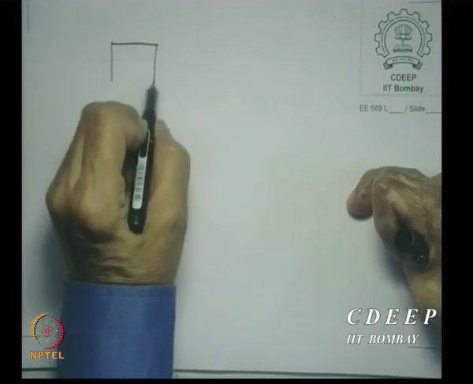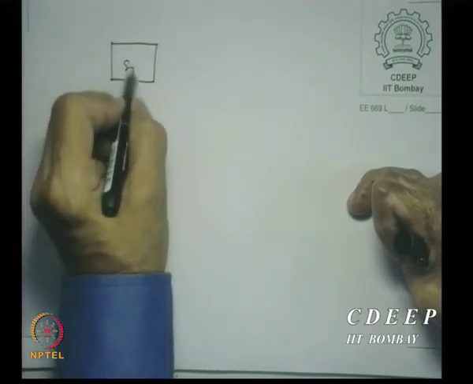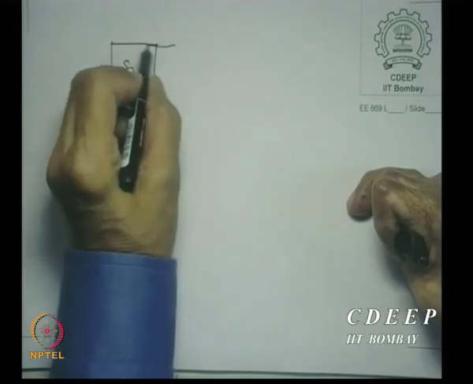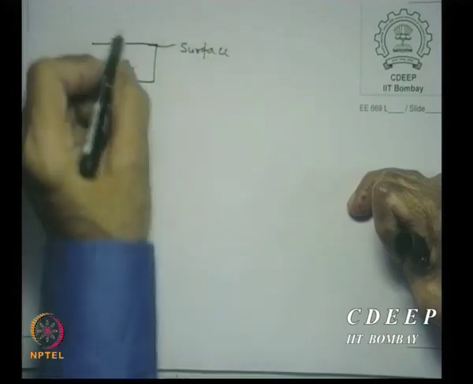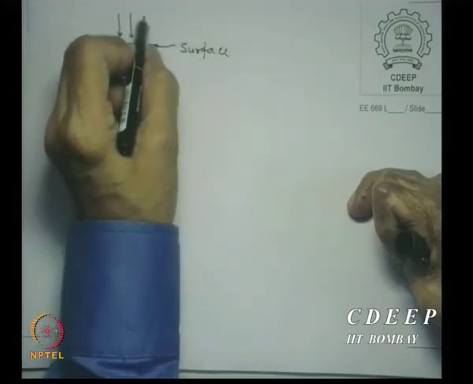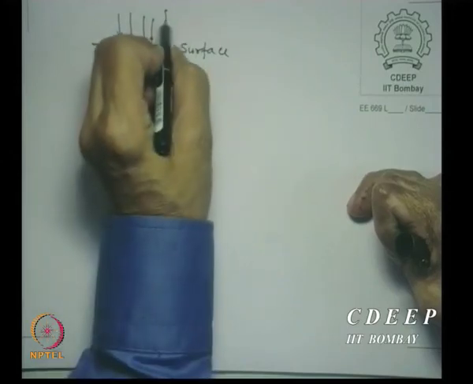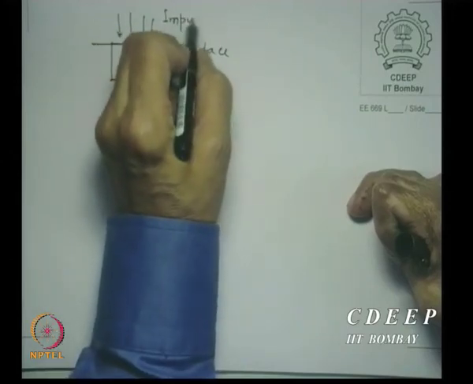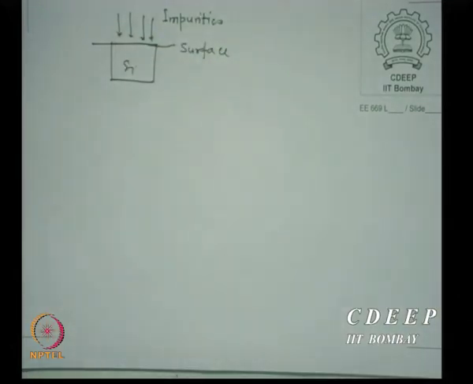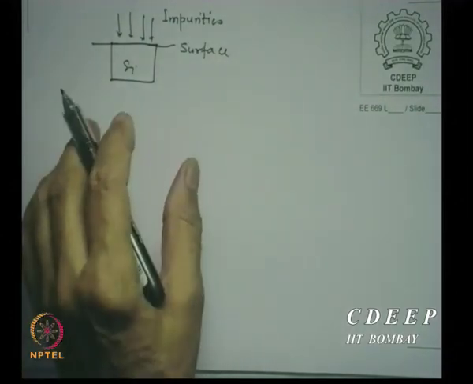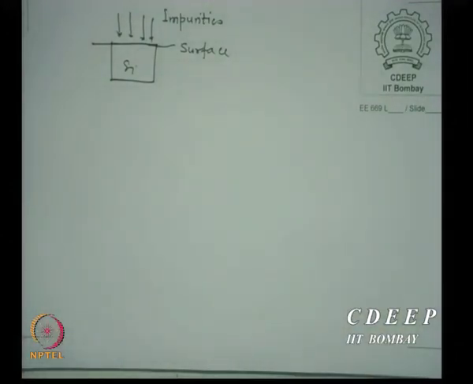By some way, this is my crystal, maybe silicon right now, and this is my surface, I call it, and I introduce impurities. This is what I will do. The technique of doing it, we will discuss in techniques, how impurities are introduced actually.